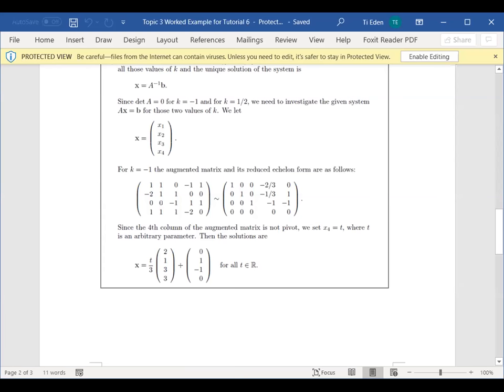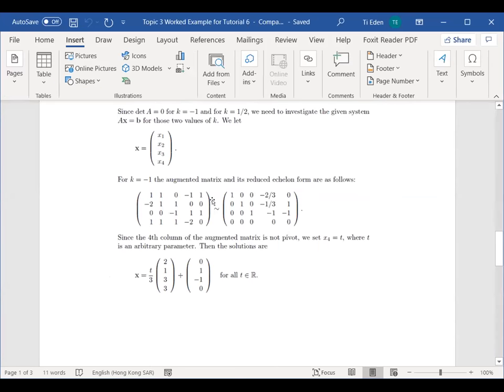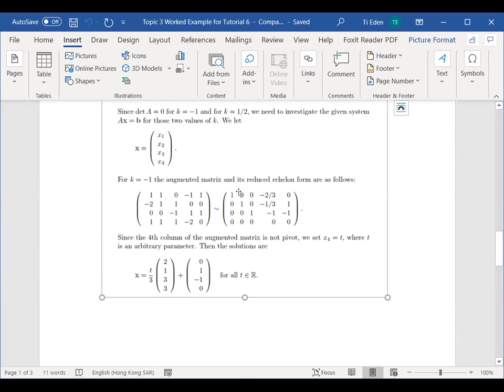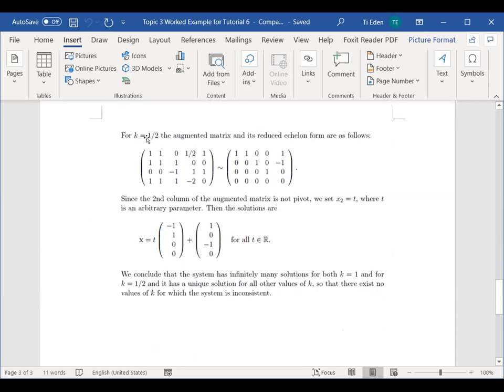Let me share again. If you substitute k equals negative 1, you reduce it to a row echelon form. There's an all-zero row, so it's no problem; the system has a solution. In this case, you locate all the pivots, which are in the first three columns. They have non-zero entries in the first three columns, which means that the fourth column is a free variable. So if the fourth column is a free variable, the system has infinitely many solutions. You can do the same by substituting k by half, and calculate whether it has a unique solution or infinitely many solutions.